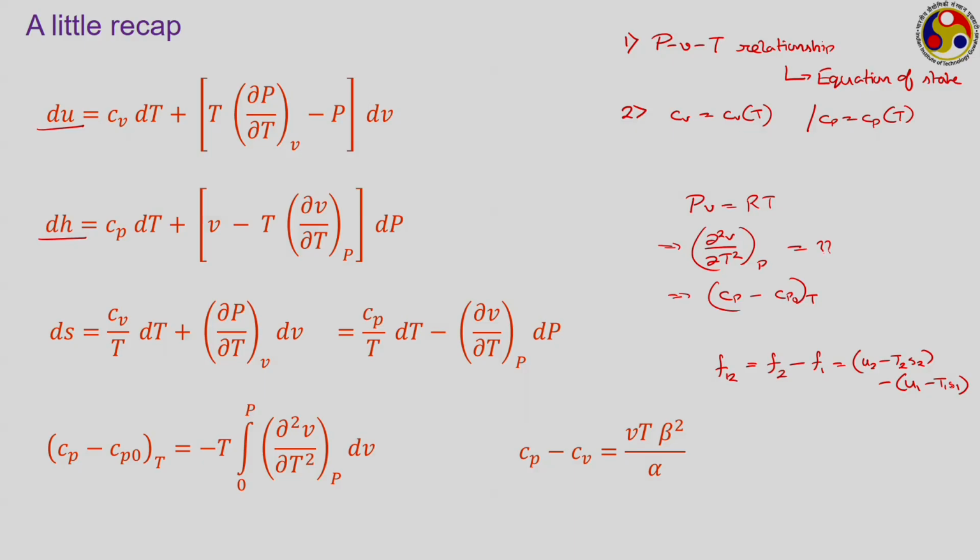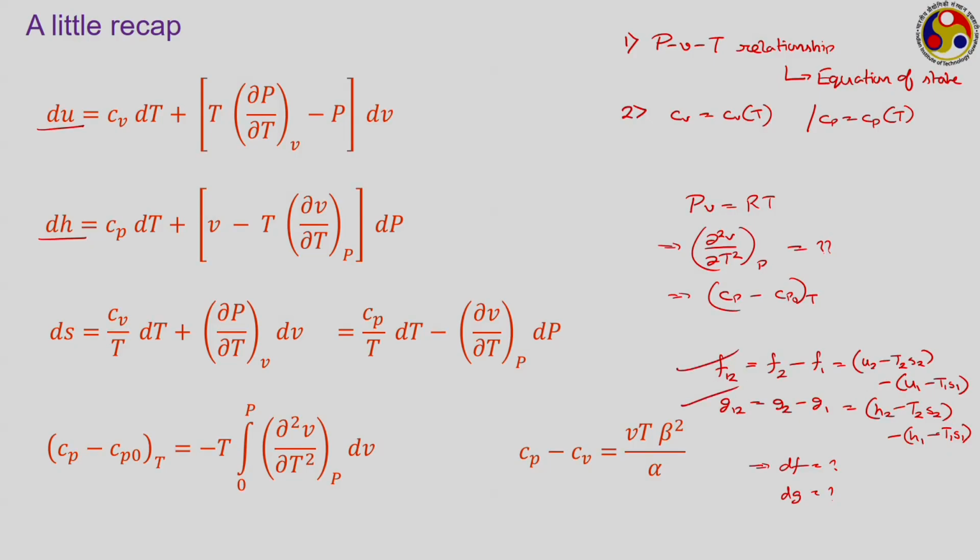Similarly, if you are looking to calculate the change in specific Gibbs free energy, then G12, that is G2 minus G1, will be equal to, from the definition of G, H2 minus T2S2 minus H1 minus T1S1. Of course, we can still develop relationships like dF equals whatever or dG equals whatever using Maxwell's relations, but there is no need for this, because we can just use the definition and use the changes in these properties as well.